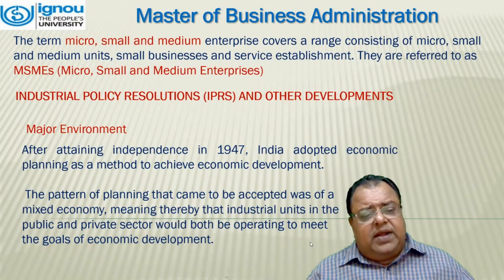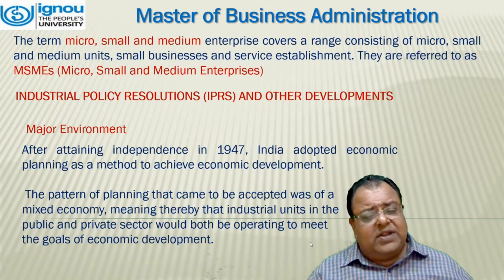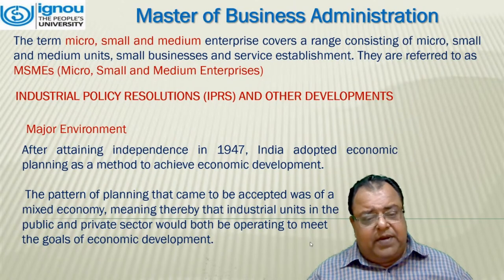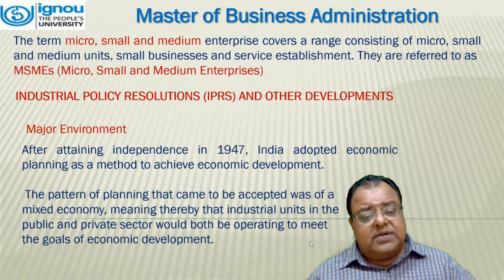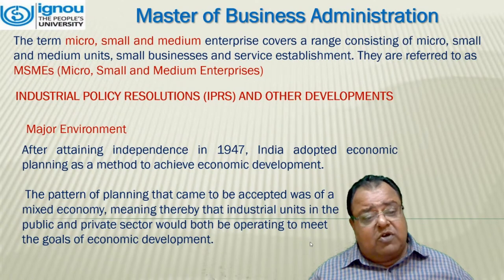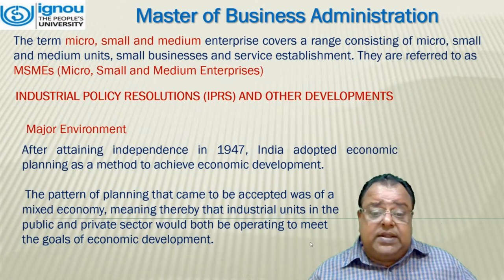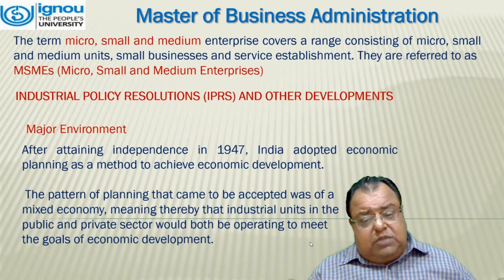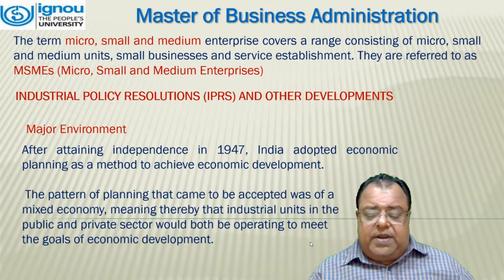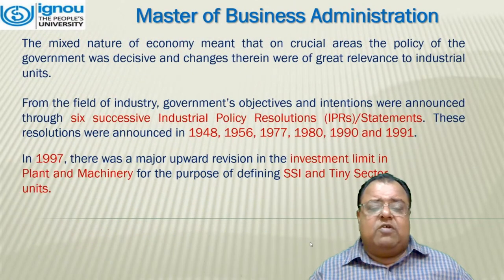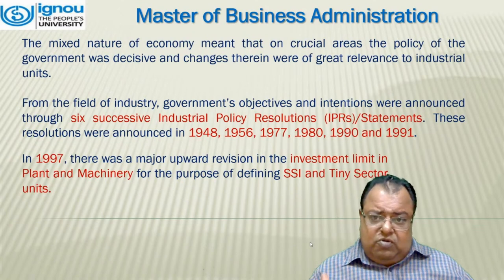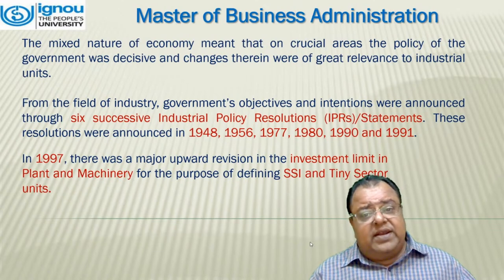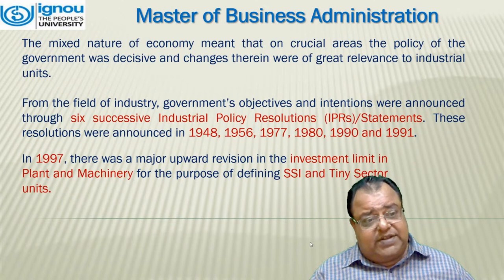for the major environment? After attaining independence in 1947, India adopted an economic plan as a method to achieve economic development. The pattern of planning that came to be accepted was of a mixed economy, meaning thereby that industrial units in the public and private sectors would both be operating to meet the goals of economic development. The mixed nature of the economy meant that on crucial areas, the policy of the government was decisive and changes therein were of great relevance to industry groups.